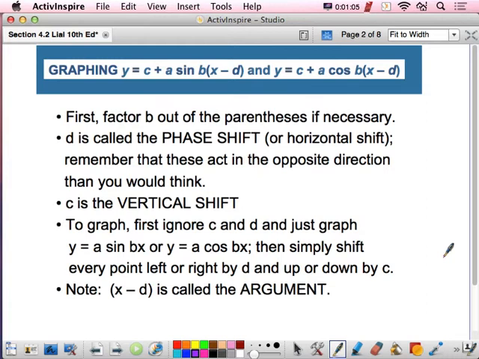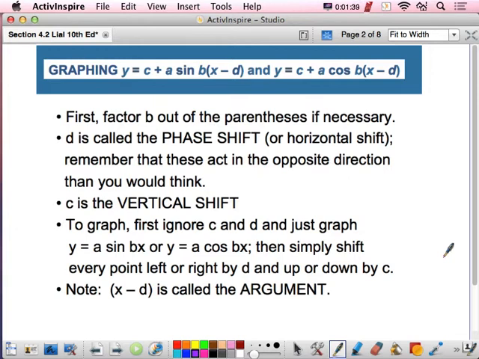The little d is called the phase shift in a trig function. In an algebraic function, it's called the horizontal shift. The one in parentheses is your horizontal shift, so the one in the parentheses is your phase shift. Remember that these act in the opposite direction than you would normally think. If it says minus 3, it would actually go 3 to the right. And if it says plus 3, it would go 3 to the left, because your phase shift would actually be negative 3. So it's your opposites. You have to be really careful with that.